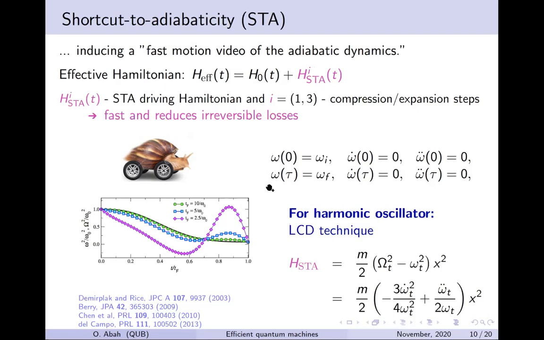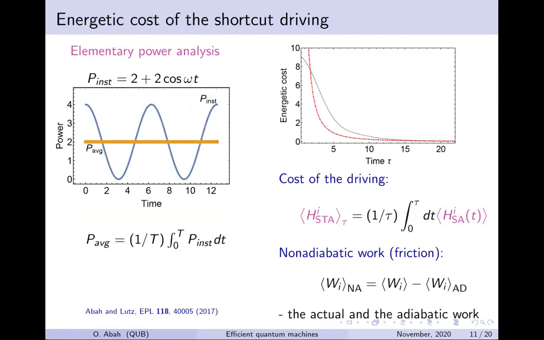By giving some bounds that your frequency needs to fulfill, we can construct this kind of protocol, be it for a two-level system or a harmonic oscillator. For the case of the harmonic oscillator, we can have an expression that looks in this form as our additional Hamiltonian, that if we put it with the original Hamiltonian, it will ensure that we suppress the non-adiabatic contributions. However, the question now becomes, what about the cost of this additional Hamiltonian and how do we see it?